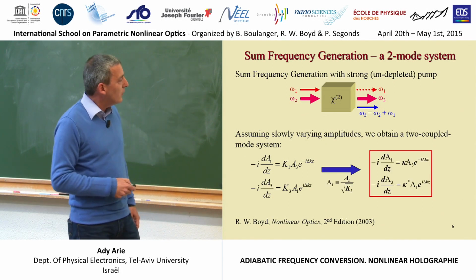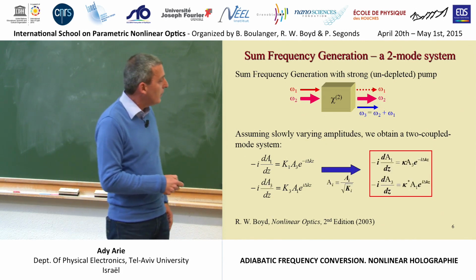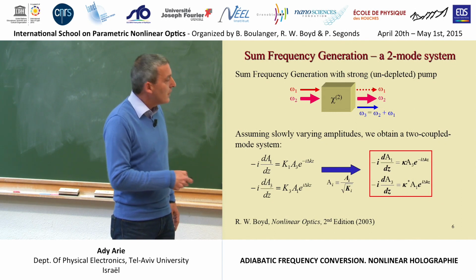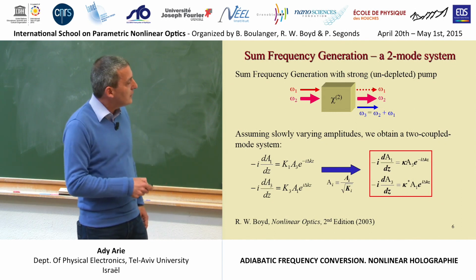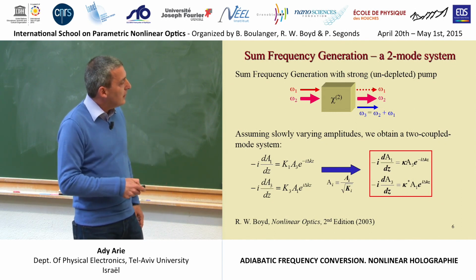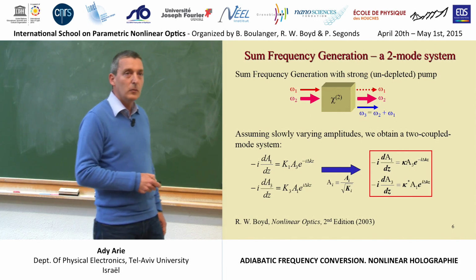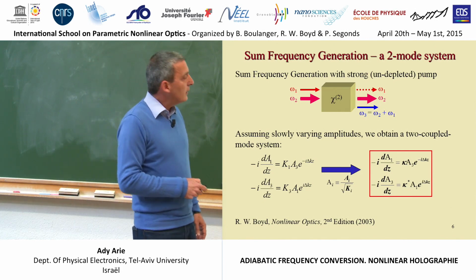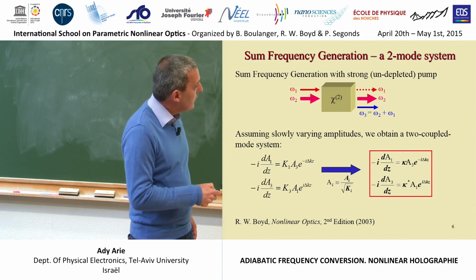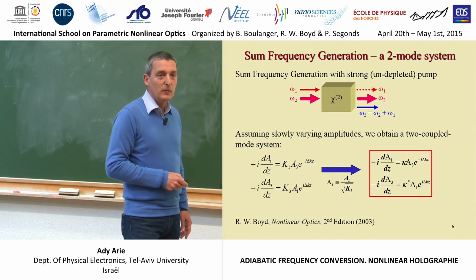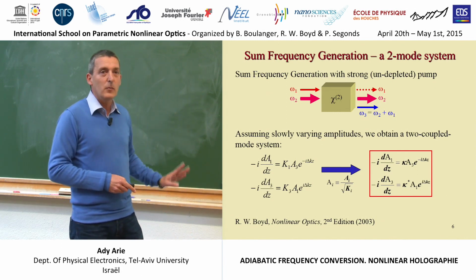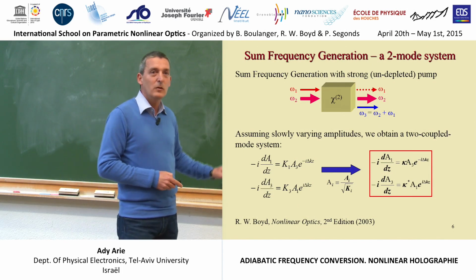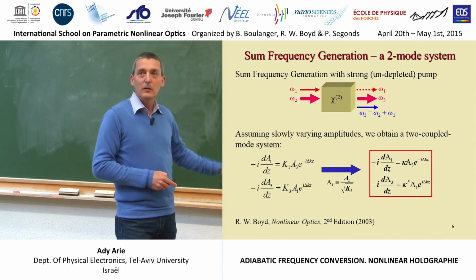But we can write it in a slightly different manner. We just normalize the amplitude. And then what happens is that this gets a symmetric form. So I claim that this is an equation for a coupled two-level system. And in fact, there are many, many coupled two-level systems. All of them are described by the same two equations.